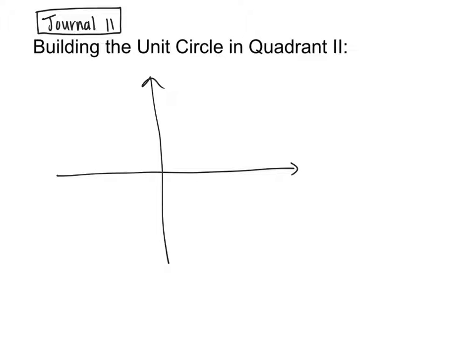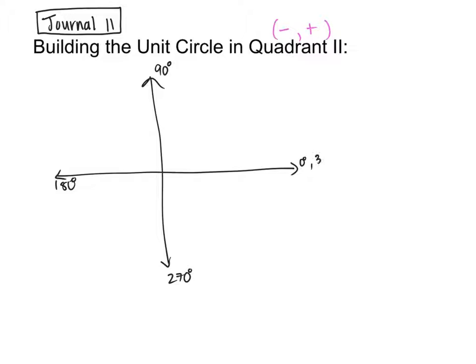Let's remember that when we're talking about the second quadrant, the x values are going to be negative and the y values are positive, right? Because we're in this quadrant, notice how the x values go this way, so they're negative. Y values are still in the positive region because it's in the upper region. So here's my coordinate system, and we've learned before that this is 0 degrees, 90 degrees, 180, and then 270.